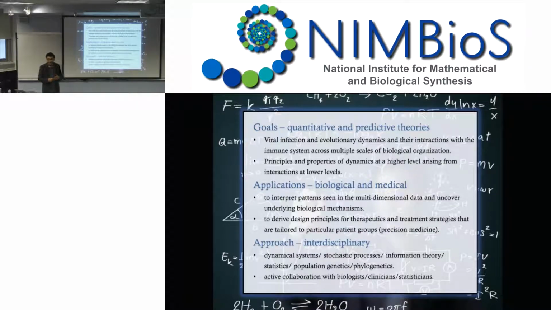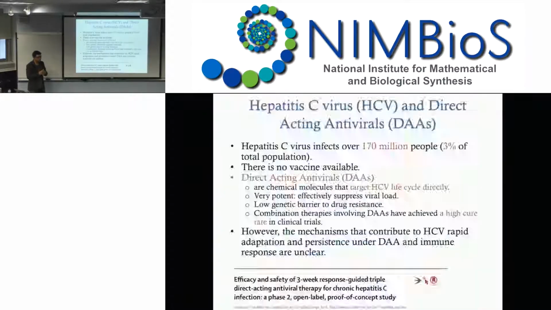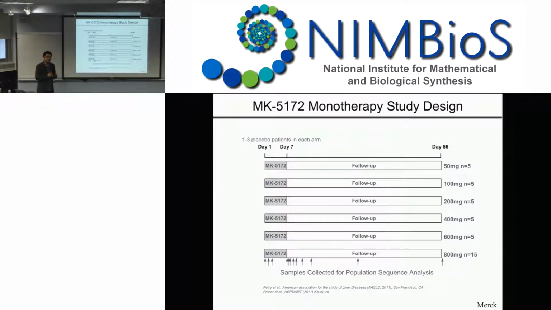We would like to use what we developed in terms of theory to interpret patterns seen in data and also uncover biological mechanisms. And we would like to use that understanding to address medical problems and epidemiological problems to derive design principles or treatment strategies. And as part of the precision medicine cluster, one avenue I'd like to go for is really if you can collect data from individual patients, then how would you make decisions in terms of how to treat the patients and how to use specific drugs to treat viral infection. This is very interdisciplinary. I collaborate with biologists, clinicians, and try to be useful to solve pressing problems facing our society.